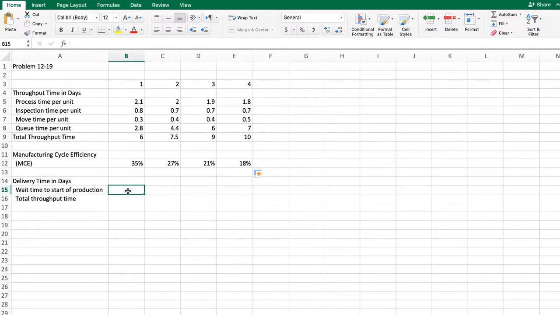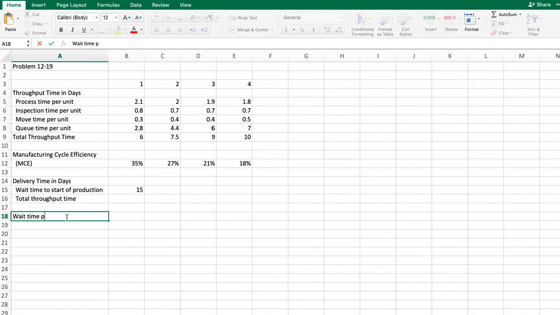And then our delivery time in days, this is our total throughput time plus our wait time per order. And I don't have that information in my spreadsheet yet, but if I did, it would be 9. And I'm actually going to go ahead and put this right down here. This is wait time per order. That way I can use Excel the way it's supposed to be used and use my cell references.